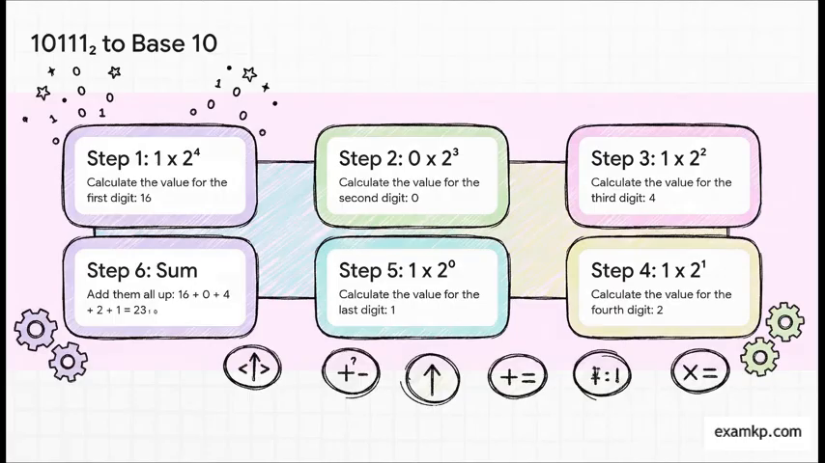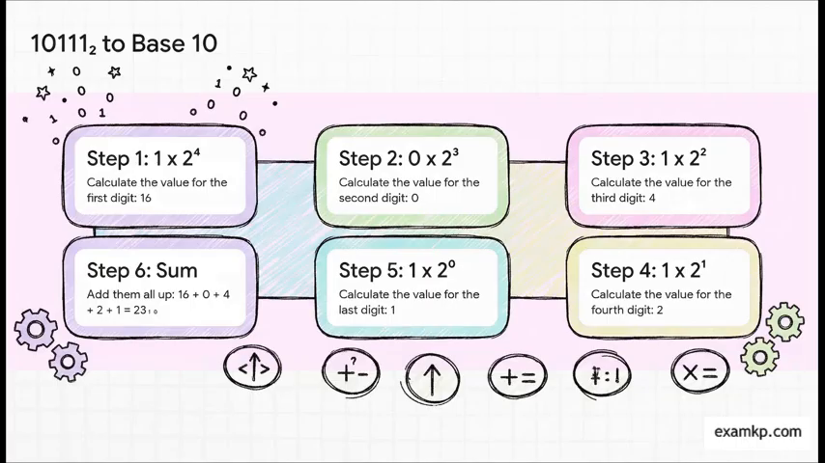Okay, let's put that formula to work with the example on the screen. 10111 in base 2. We start from the right-hand side. The first one is multiplied by 2 to the power of 0. The next one is times 2 to the power of 1. Then we have another one times 2 to the power of 2, then 0 times 2 to the power of 3, and that final one is times 2 to the power of 4.